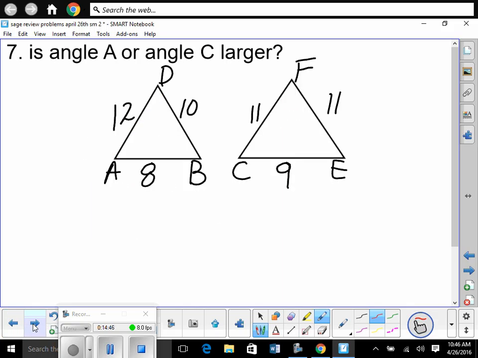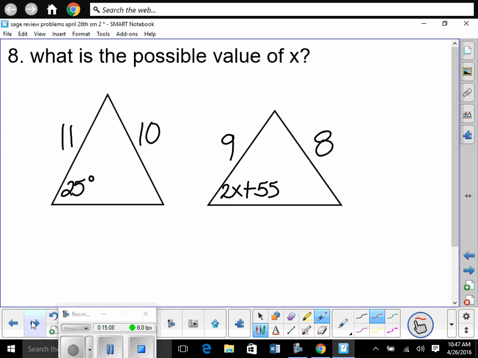Okay, next one. Is angle A or angle C larger? So looking at this picture, is angle A or angle C larger? Tell me, what do you think? C. How do you know that angle C is larger? C is across from 11, which is larger than 10, which is across from A. So angle C would be larger, right? Everybody get that?